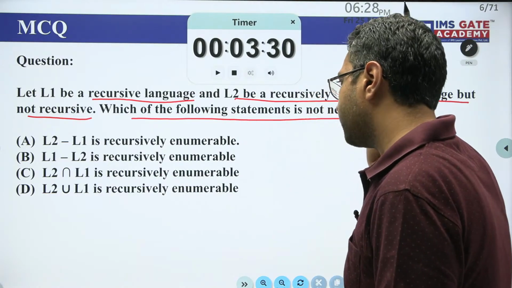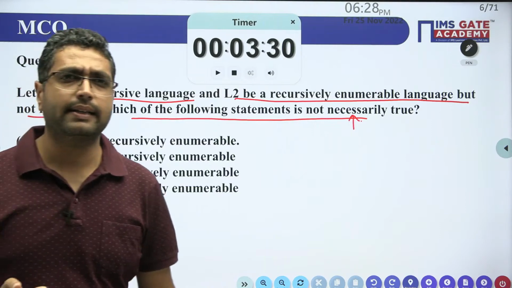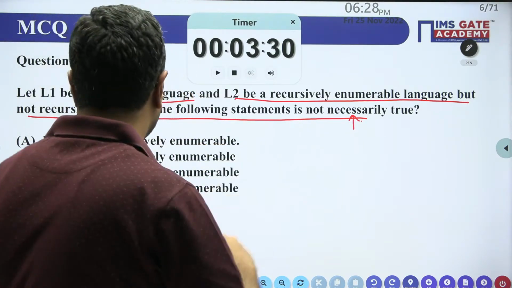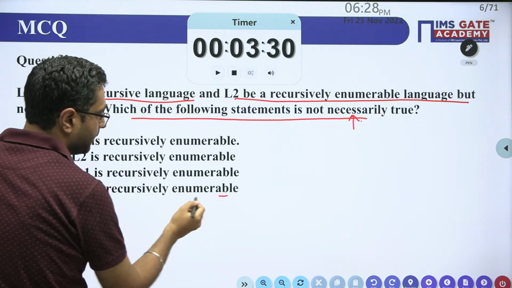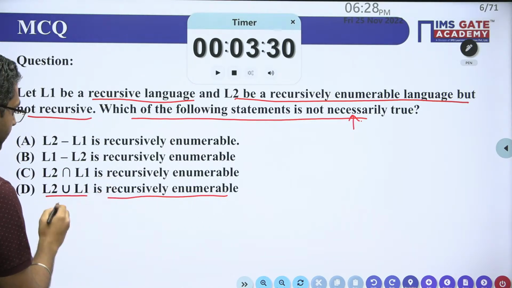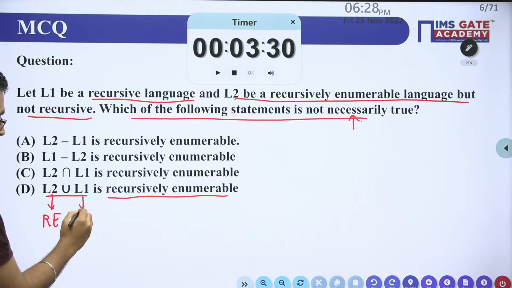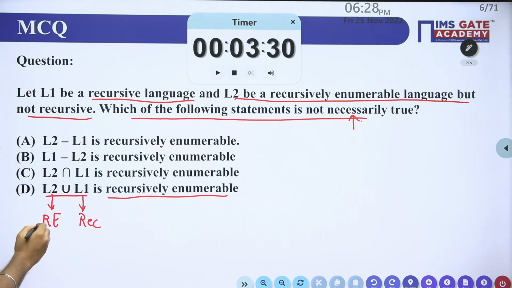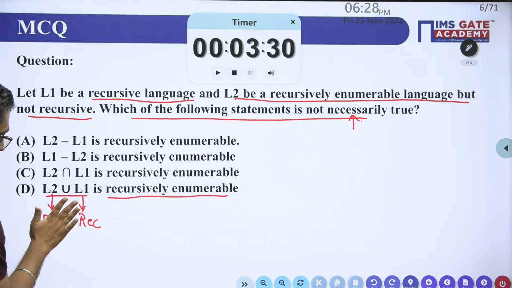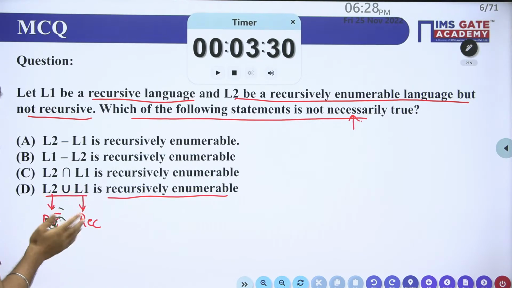Now you see L2 union L1. So I'll start from option D. Let's see how the options go. L2 union L1 is recursively enumerable, it is being asked. Now you know that L2 is recursive enumerable, and L1 is recursive. Just a second.